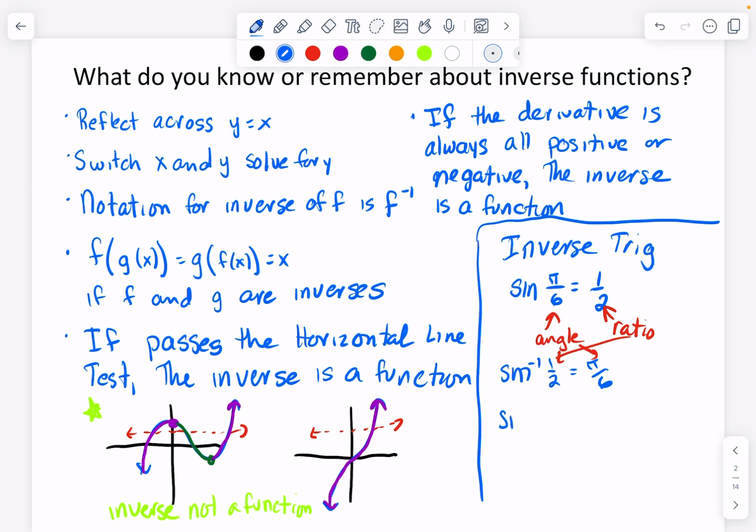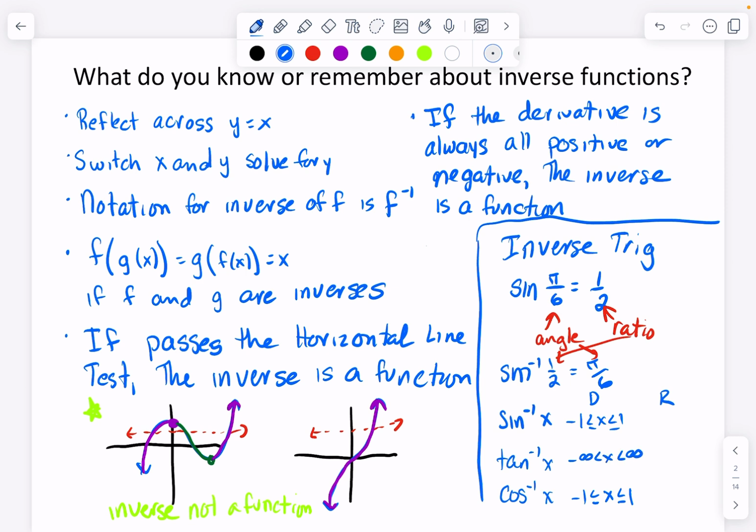Inverse sine of x, inverse tangent, and inverse cosine. Okay, we're going to be talking about the domain and the range. Domain is between -1 and 1, because that's what my outputs are for my ratios. Remember, inverse tangent is, because we have asymptotes, I'm going -infinity to infinity.